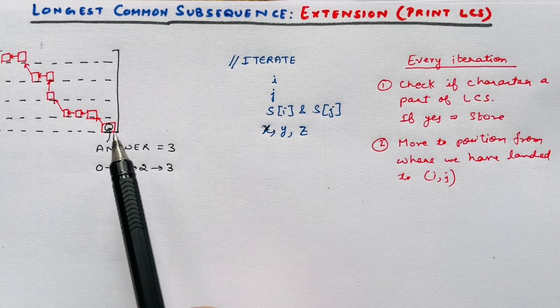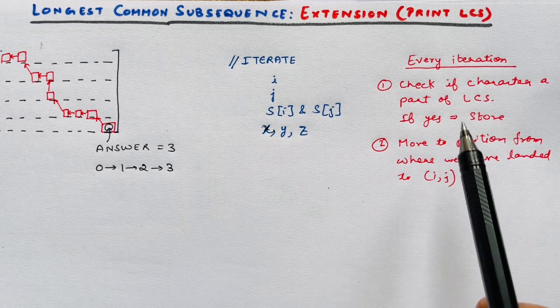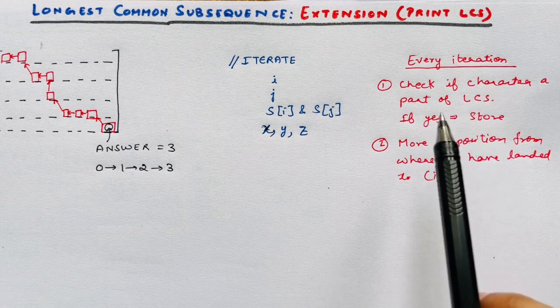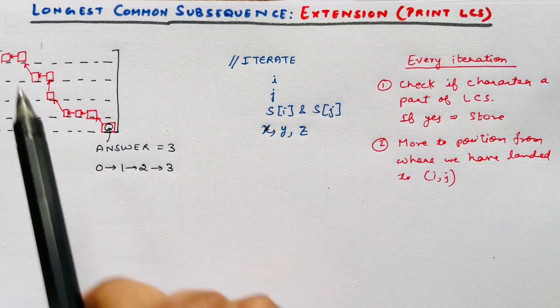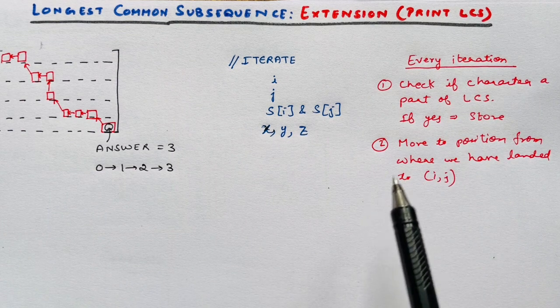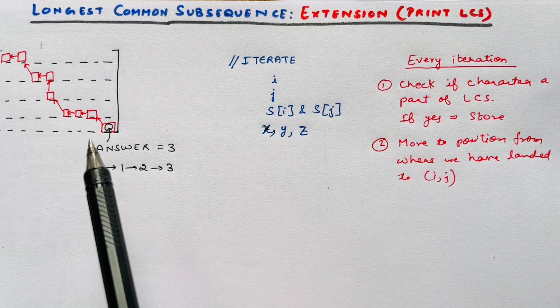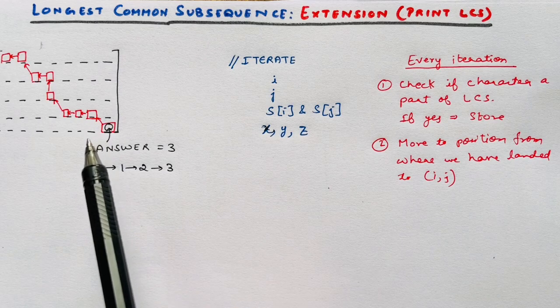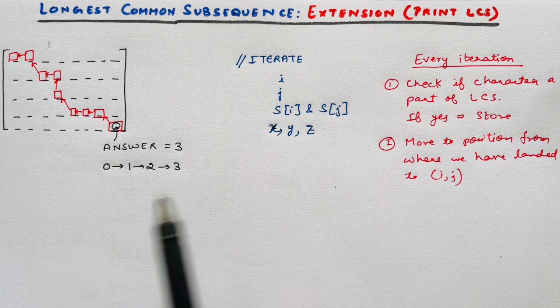We are backtracking from bottom right to top left in the matrix. That means we are iterating. And what is our goal in every iteration? In every iteration, we will check if that character has become a part of LCS. That means we will check if we have come via the diagonal way. If we have, then we will store that character somewhere. And then the second goal is to move to the next position. And what will be the next position? It will be dependent on x, y or z. Among these three, whoever was used to arrive at the value of i, j will be our next position.